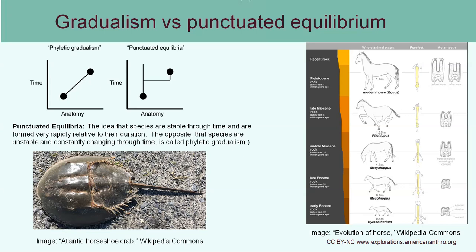On the other hand, the horseshoe crab hasn't really changed at all. So that would be punctuated equilibrium, because one example of punctuated equilibrium is when a species doesn't really change. Okay, it's very stable. Then sometimes you have very rapid changes that occur.